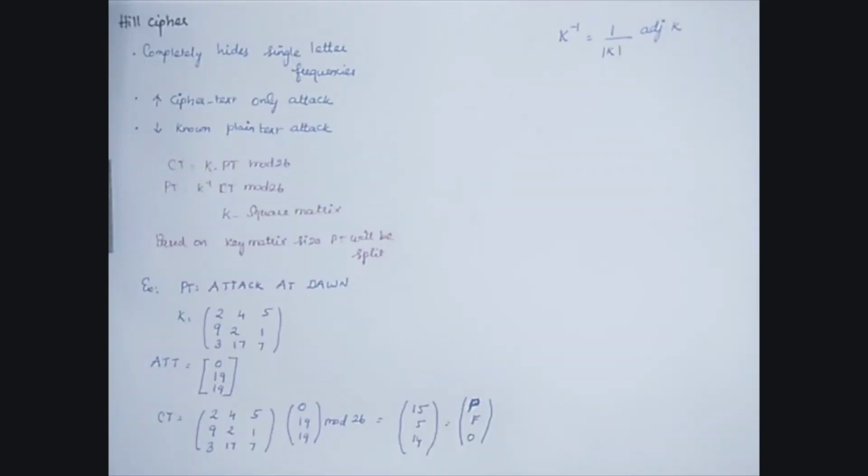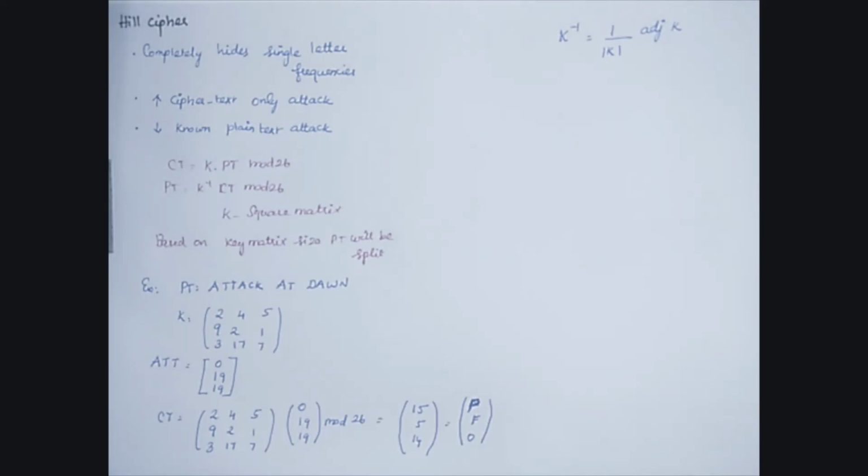Next is Hill cipher. The main advantage of Hill cipher is that it completely hides the single letter frequencies, which is an advantage against ciphertext only attack, but it is vulnerable to known plaintext attack. The formula for performing Hill cipher is given here. Ciphertext will be produced by multiplying the key value with the plaintext value and performing mod 26. The inverse process to get the plaintext, that is decryption, is done by multiplying K inverse with the ciphertext value mod 26.